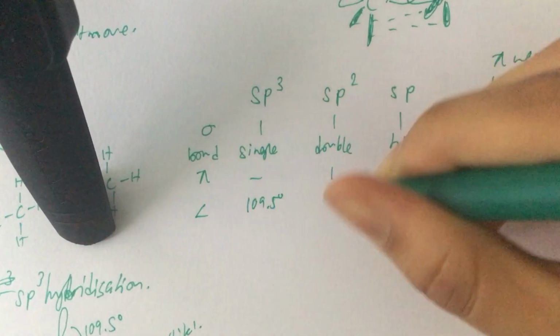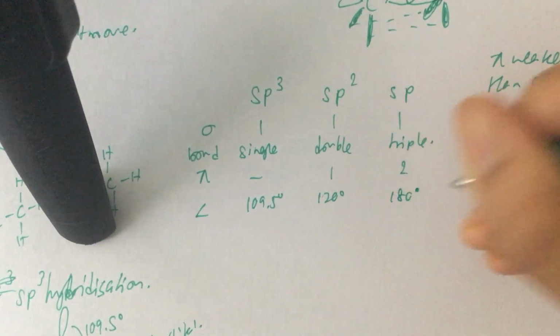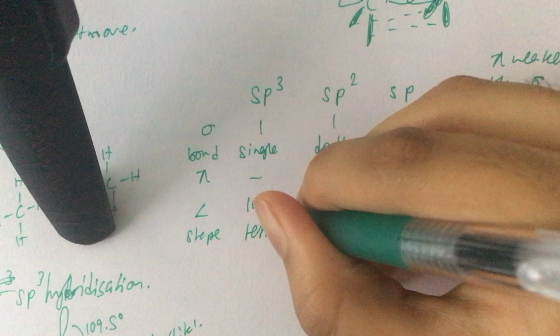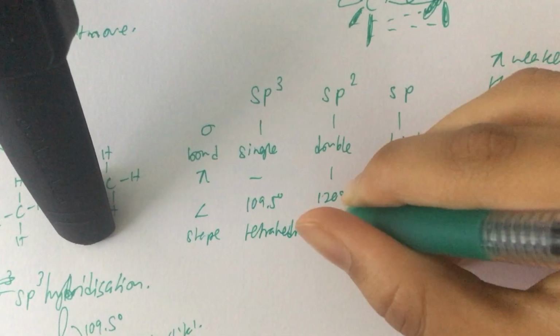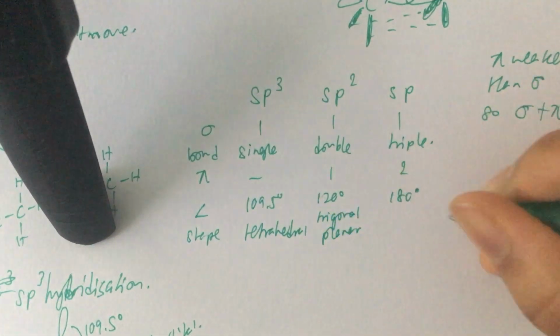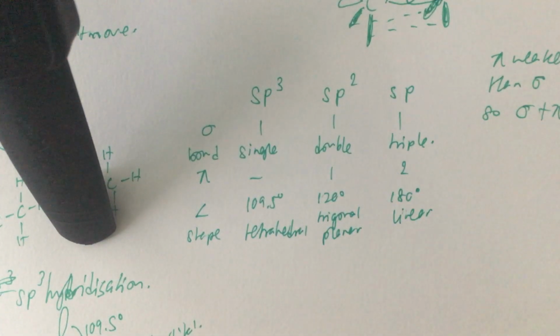So if it's tetrahedral, you get 4 bonds, tetrahedral, 109.5. If there are 3 bonds, it's 120 degrees. It's trigonal planar. I don't remember the names of everything. But yeah, and then if it's 2 bonds, it's just linear and it's 180. Yeah, that's pretty much it.